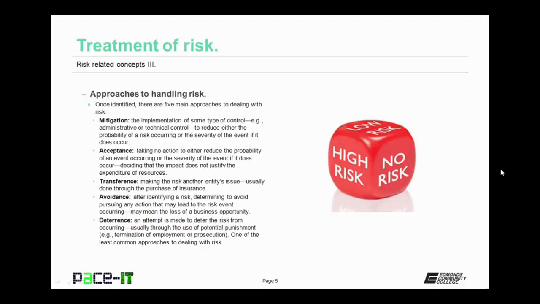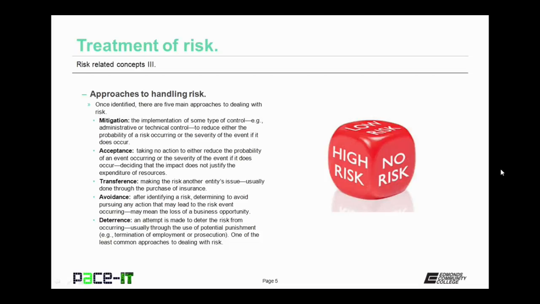Now, the treatment of risk is actually our approach to handling risk. Once a risk has been identified, there are 5 main approaches to dealing with it. There's mitigation. This is the implementation of some type of control, as in an administrative or technical control, to reduce either the probability of a risk occurring or the severity of the event if it does occur.